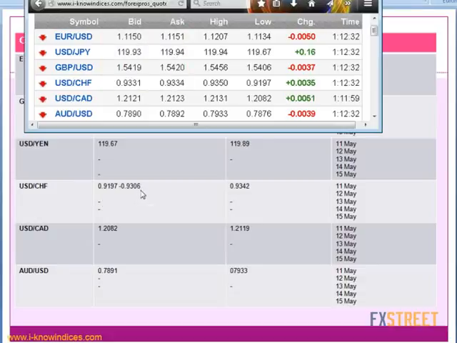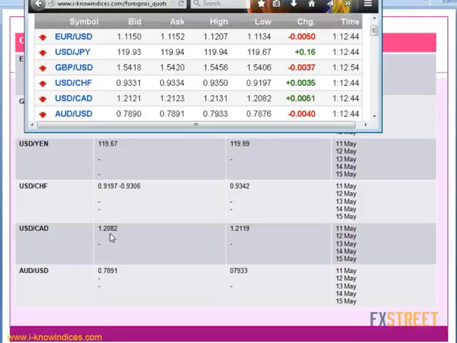Then in the case of CHF, 93.06 is the low and 93.42 is the high. They just breached the 93.42 and went up to 93.50 and then came down below that of 93.42. A brief upward stop before making a downward move in the case of CHF.